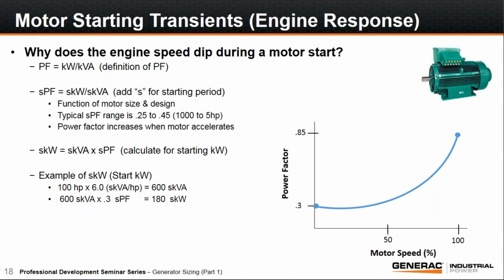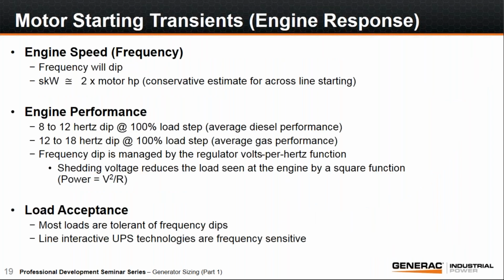So for a 100 horsepower motor, we're going to draw 600 SkVA, which translates into about a 180 kilowatt hit on the engine. So we will see a frequency dip on the engine. If you want a rule of thumb, just take your motor horsepower times 2. It's a little fat, that rule of thumb, but it's a quick and easy number to remember. So if I want to start a 100 horsepower motor, I need about 200 kilowatts of available engine capacity.